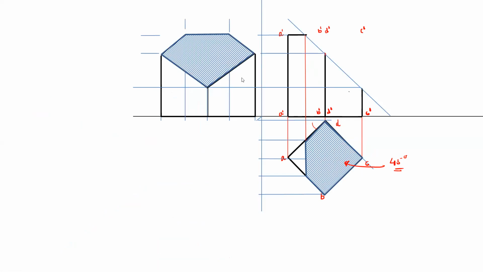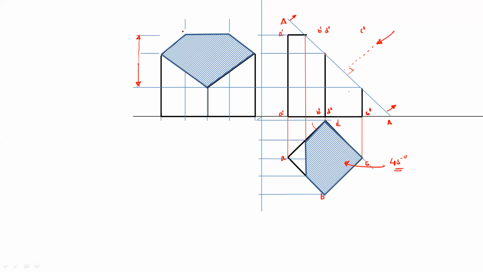Now we have to draw the true shape of this section. For the true shape, you should observe the section plane. So this is your section plane. We should observe from this direction, which is the perpendicular direction. If you observe in this direction, then you will get the true shape of this section. This true shape is similar to the right-hand side view. The only difference is the distance between these two points.